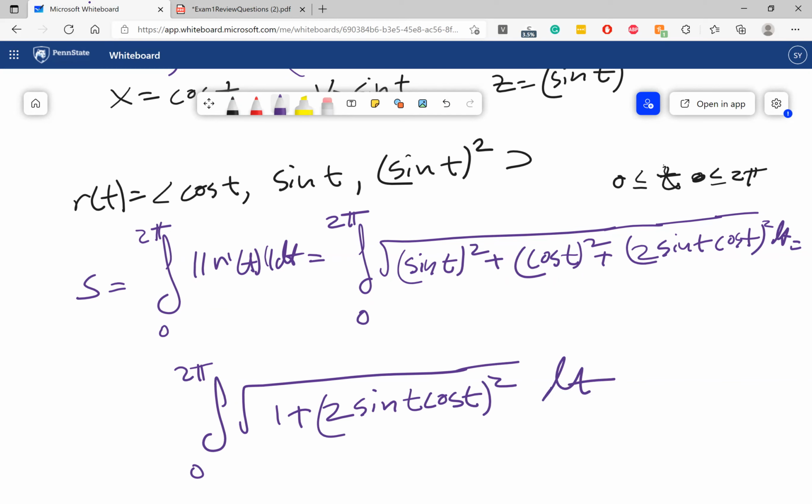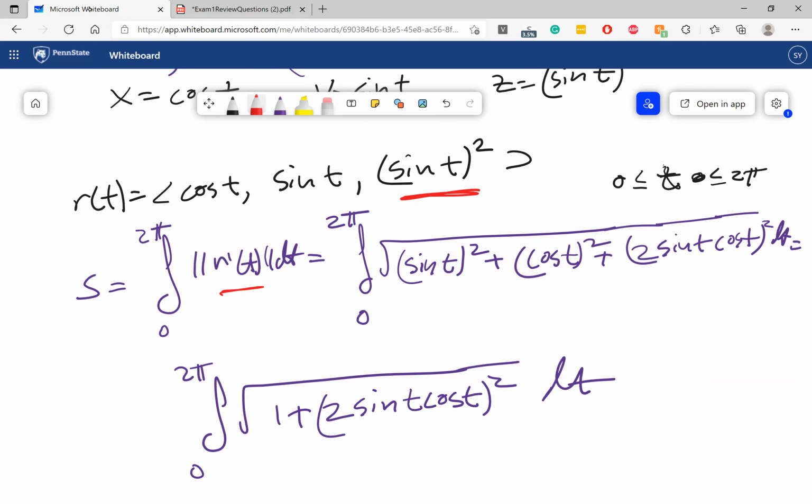Any questions? Yes? Yeah, where'd you get the sine? You just take the derivative of this and then you square it. So that's just part of this formula. If you take the derivative, the 2 comes down, you get sine of t, you take the derivative of sine of t in the chain rule, you get cosine of t, and then you square that whole thing. Yes, any other questions?